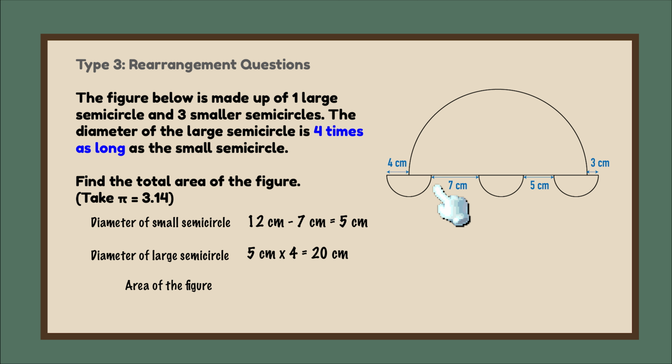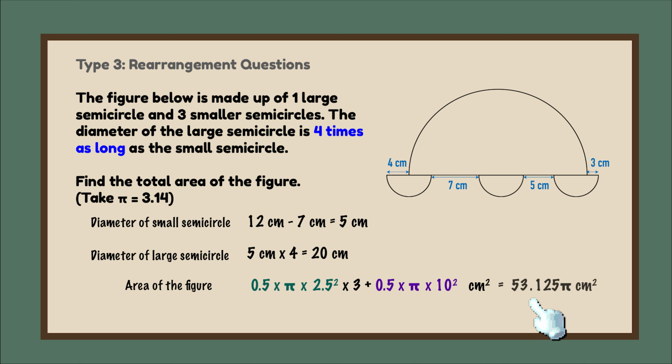Now we can use pi r squared to find the area of the figure. Now I just need to add 3 small semicircles and 1 large semicircle, keeping in mind that one semicircle is half pi r squared. Now I calculate, giving my answer in 2 significant figures.